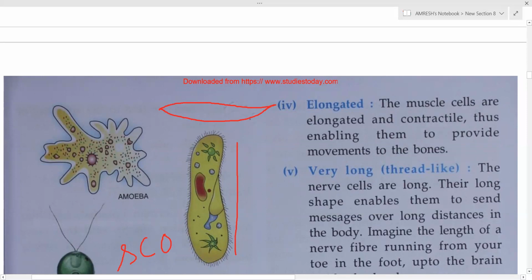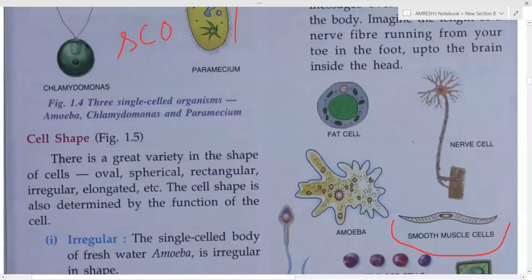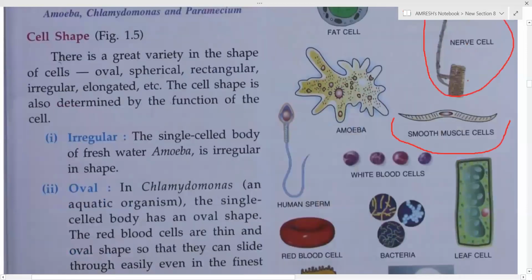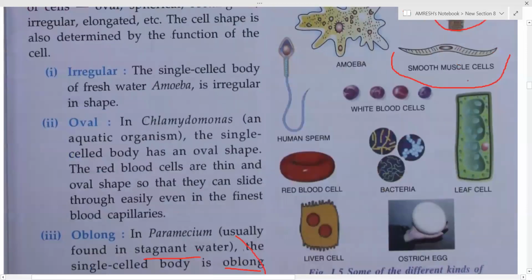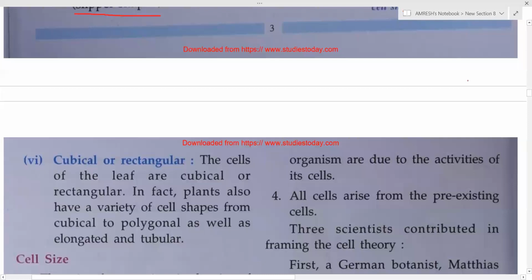Why elongated? To enable movement. In our muscles we need great movement, so for facilitating good movement, the shape of muscle cells is elongated. Nerve cells are thread like. Why? Because they run from the brain to different parts of the body, so they need to be very thin, thread like, so that nerve impulses can easily travel from the brain to other parts of the body.